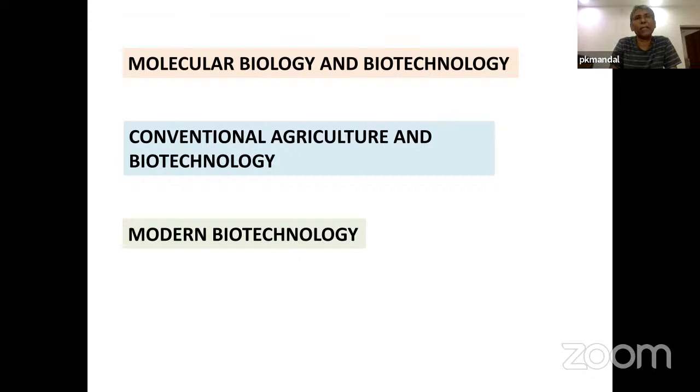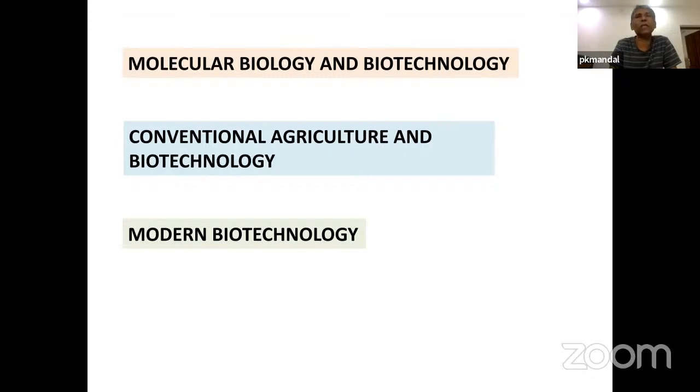Because when we are talking, the subject itself is a technology. How can you tell it is BSc biotechnology? It has to be a technology. So ultimately you start with molecular biology and then you come with that. The second part I have already told, conventional agriculture versus biotechnology.